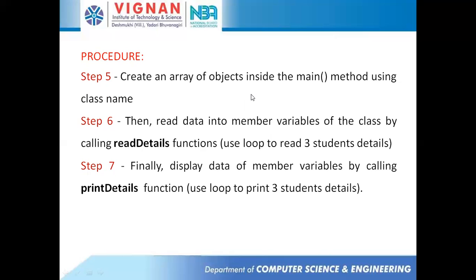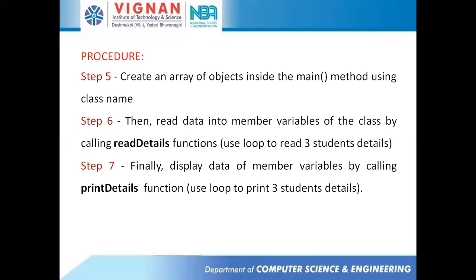That's it. It is similar just like how you create the arrays for the basic data types like int a of 10, float s of 20, like that here. So instead of int, float, here we are using class name as a data type here. So by using class name as a data type, we are creating array objects here, right? So then read the data into the member variables of the class here.